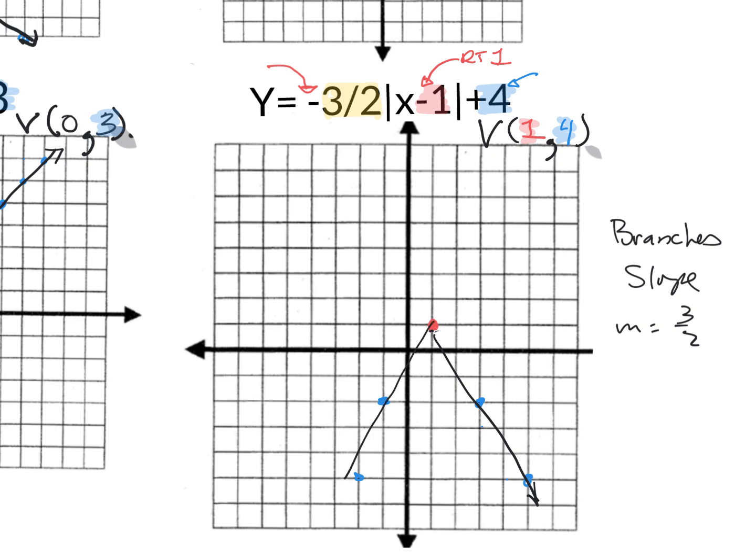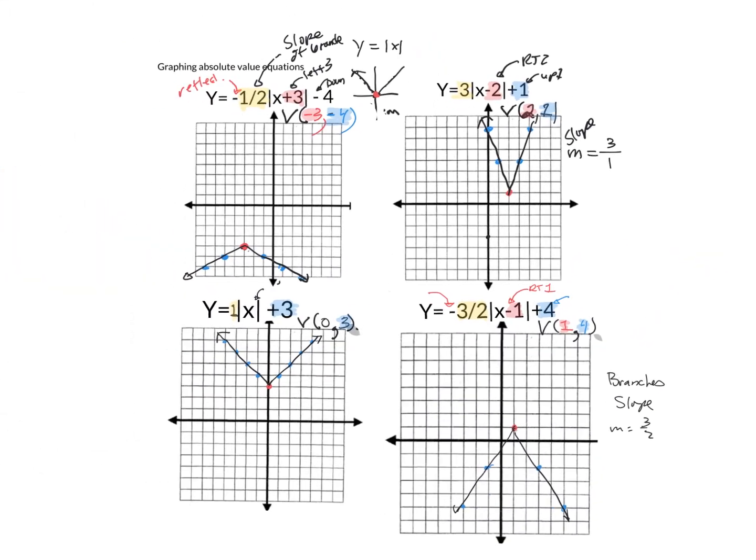Oops, I must have miscounted because it's not accurate. So let me go back and recount. Down 3, 1, 2, 3, 1, 2. And then down 1, 2, 3, 1, 2. And that is how you graph absolute values.